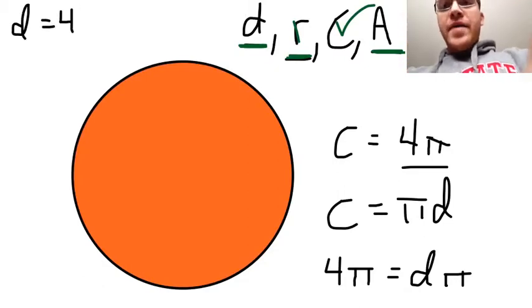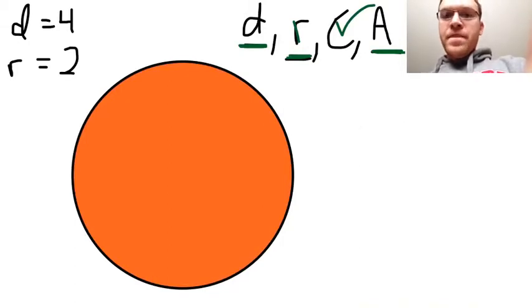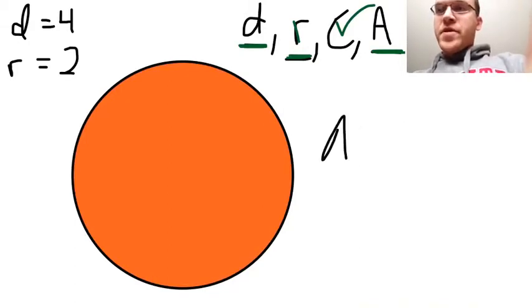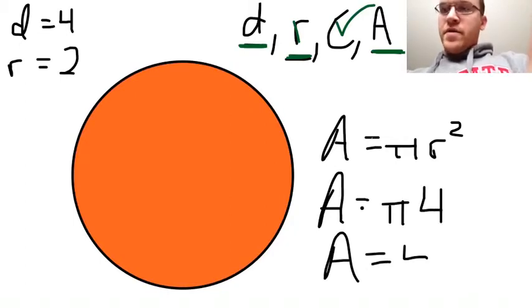I know that if the diameter is equal to 4, then the radius is equal to 2. And from there I can find the area. If I want to find the area, all that I have to do is use my formula. Area is equal to pi times the radius squared. So area is equal to pi times 2 squared, which is my radius. So that would be 4. So my area then is equal to 4 pi.